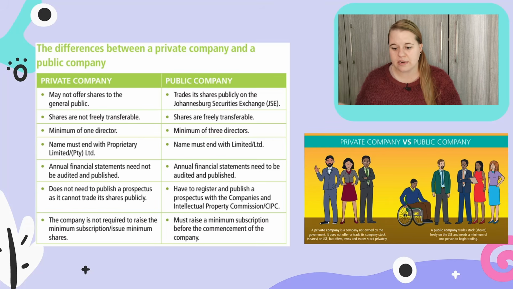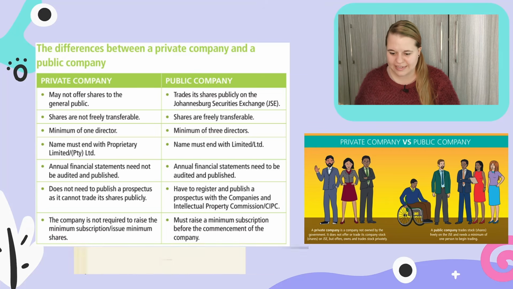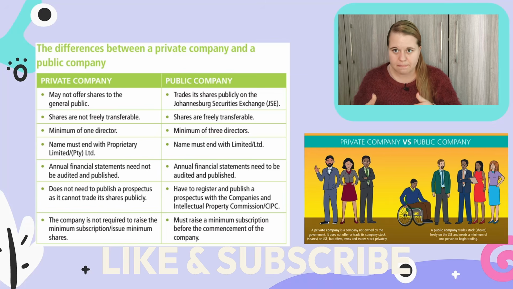Now on the flip side, a public company. They can trade publicly, so they can publicly trade on the JSE. Shares can be freely transferable. 3 directors. Names need to end in LTD. Annual financial statements need to be audited and they need to be published to the public. Remember, we, as a public company, can sell our shares publicly. Therefore, our annual financial statements need to also be shared publicly.